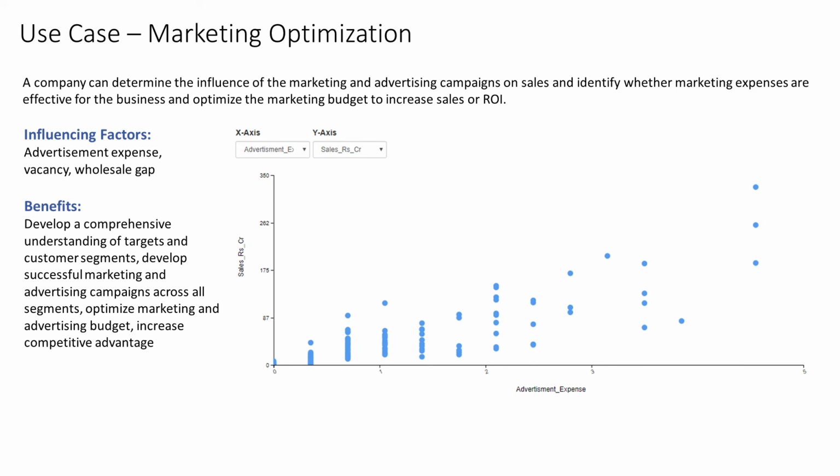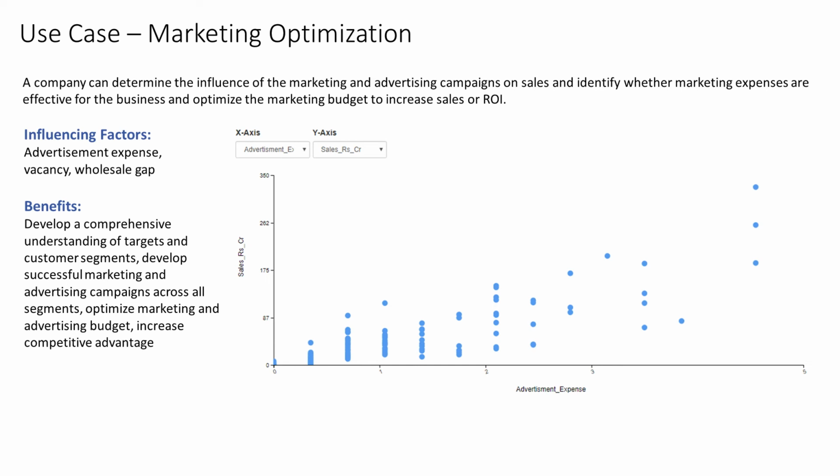Marketing optimization allows the business to determine the influence of marketing and advertising campaigns and identify whether marketing expenses are effective for the business, so the marketing budget can be optimized and the business can improve return on investment. A business might include advertising expenses, and in the case of a hospitality business, it could include vacancy rates and other occupancy costs and optimization factors.